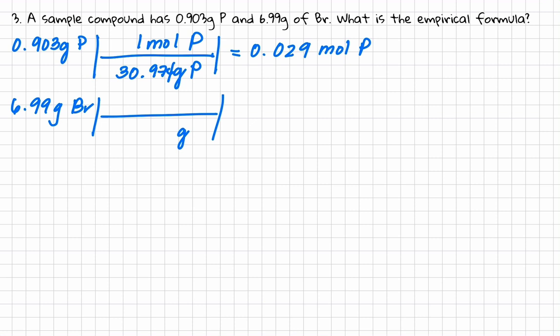Now we have 6.99 grams of bromine. Grams of bromine at the bottom. And doing our dimensional analysis, mole of bromine goes at the top, and the periodic table states that this is 79.904. Once we do that math, it's 0.087 mole.